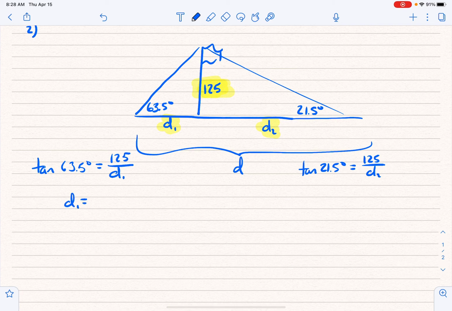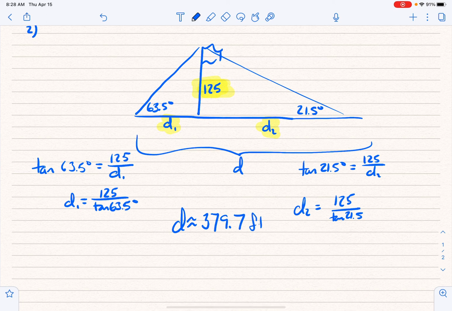and in the end, you're going to get D1 is equal to 125 over the tangent of 63.5. I know I skipped a couple steps maybe, but we've seen this problem enough that I think we're going to be okay. And so then D2 is 125 divided by the tangent of 21.5. And so I'm going to put this into my calculator all at one time. I'm going to say 125 divided by the tangent of 63.5, close those parentheses, and then hit plus 125 divided by the tangent of 21.5 and close those parentheses. And when I do it all at one time, I get one answer, which ends up being that the total distance is about 379.7. 379.7 feet.